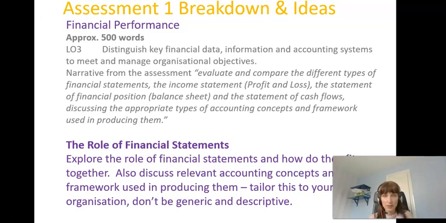So this is what we're looking at today: the profit and loss, the balance sheet and the cash flow. But we also need to put a little bit more context around it in terms of accounting concepts and frameworks in using them. I've suggested that this section totals around 500 words, which isn't a huge amount, but we can put some of it in tables. And I've suggested that we start off by looking at the role of financial statements and how they all come together to give us a picture.